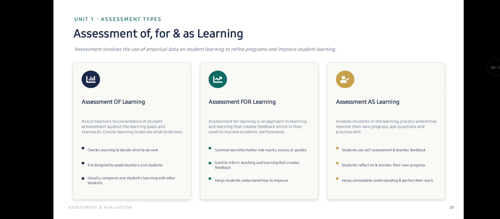Assessment for learning. Assessment for learning is an approach to teaching and learning that creates feedback which is then used to improve students' performance. Summarizes information into marks, scores, or grades. Used to inform teaching and learning that creates feedback, helps students understand how to improve.